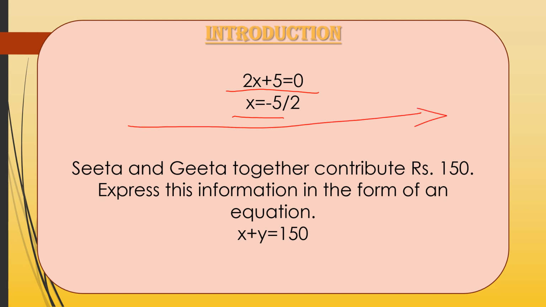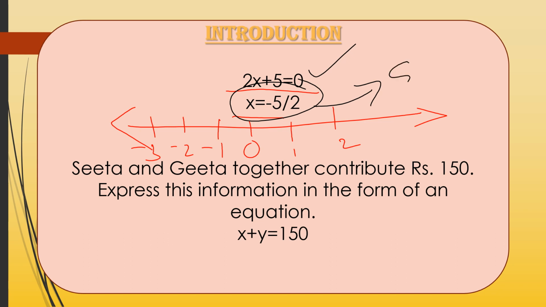And you know how to represent this value on a number line. 0, this is 1, this is 2, negative 1, negative 2, negative 3. So the point will be somewhere between negative 2 and negative 3, at negative 2.5. This value is known as the root of this linear equation, or you may say it is a solution of this equation.